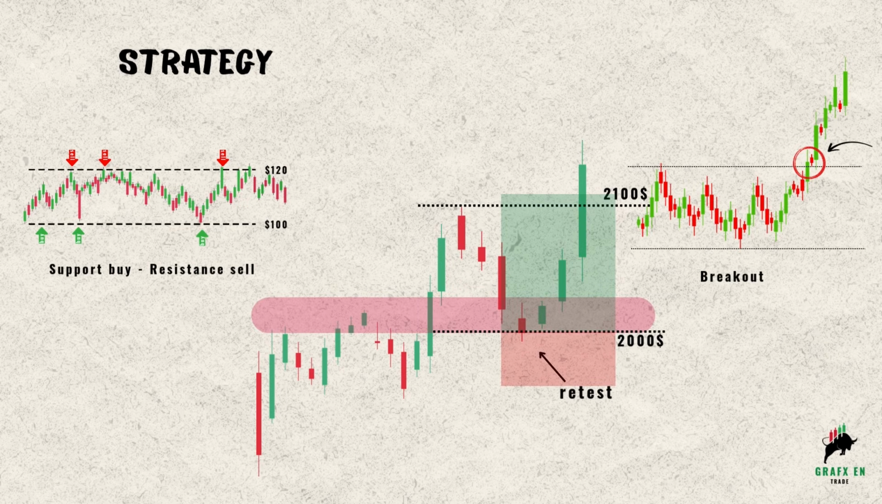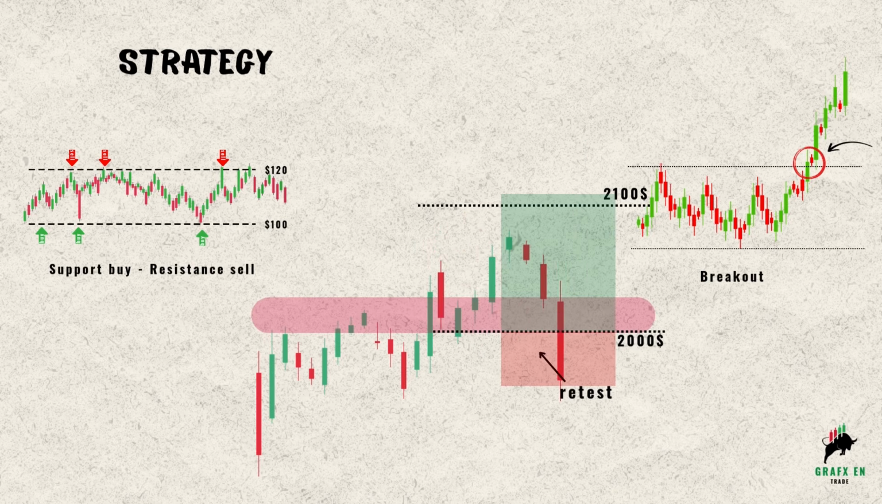Risk management is always critical. Never trade without a stop loss. If you buy at support and it breaks, the stop loss limits your loss. The market rarely goes exactly as planned. Supports break, resistances are surpassed. What keeps you in the game is minimizing losses.